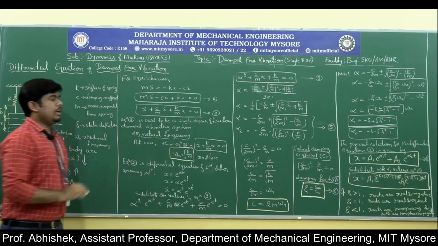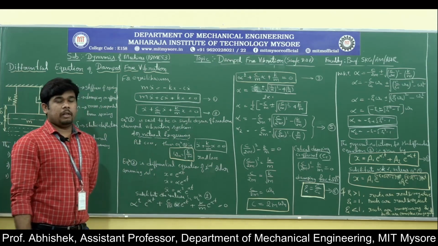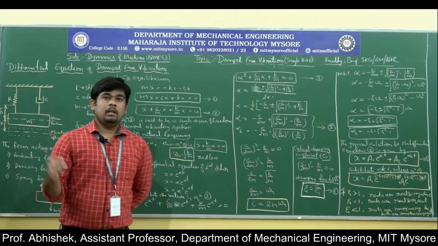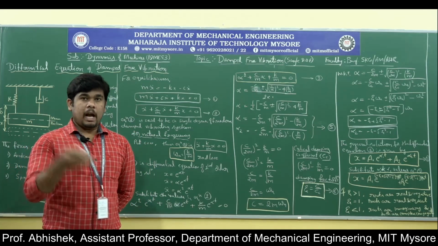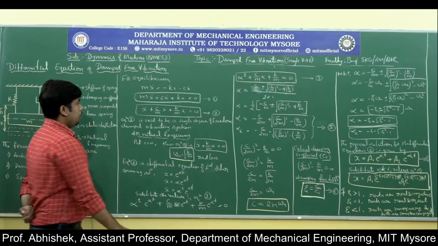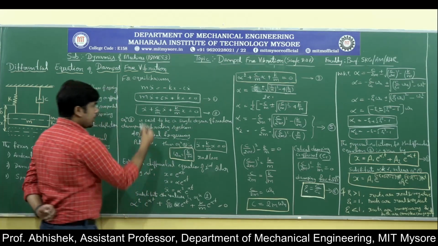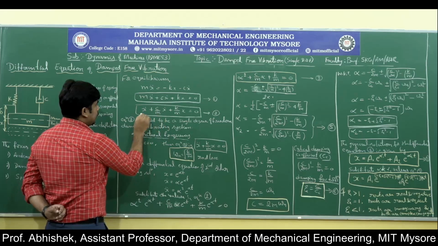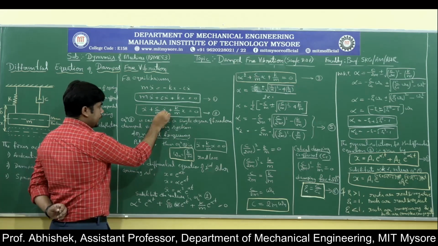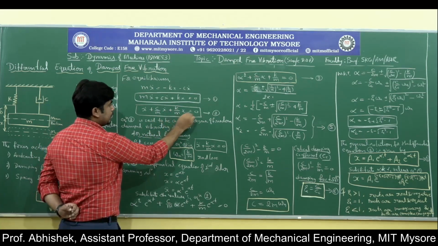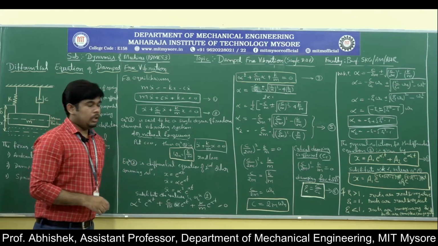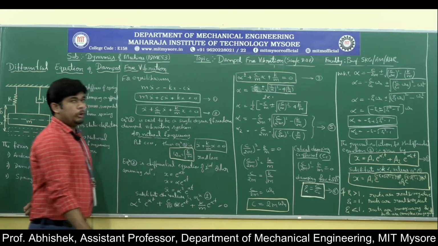This is the initial differential expression. Using this expression, we are going to derive the differential equation of the damped free vibration. That will be called equation number 1. From this, I can also modify it by taking m as a common factor: x double dot plus c by m into x dot plus k by m into x equal to 0. Just take out m as a common factor and you will get this expression. That will be equation number 2.